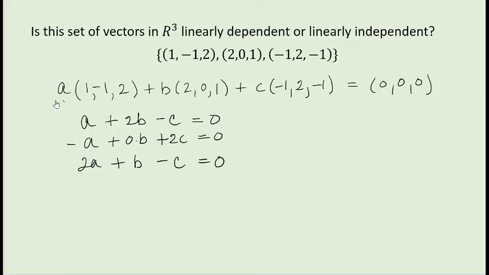Notice the first equation, I'm just multiplying to the first coordinate of each of the three vectors: 1a plus 2b minus c is equal to 0. Then the second equation, I have minus 1a plus 0b plus 2c is equal to 0, and so on. We get three equations in three unknowns. Now we could just solve these using algebra, but I'm going to put them into a matrix and do it that way. But keep in mind, we're really just dealing with these three equations.